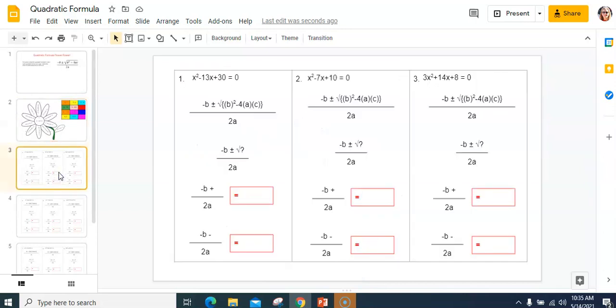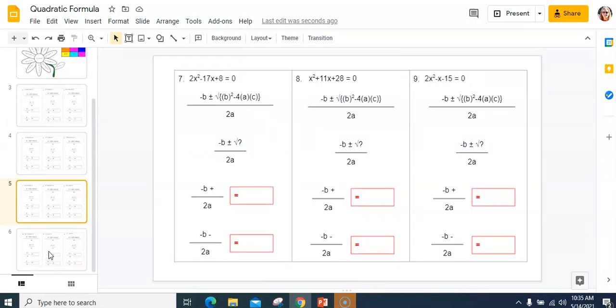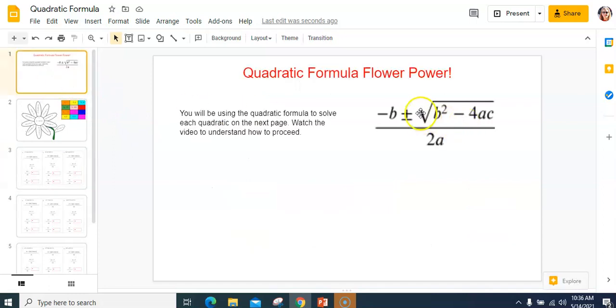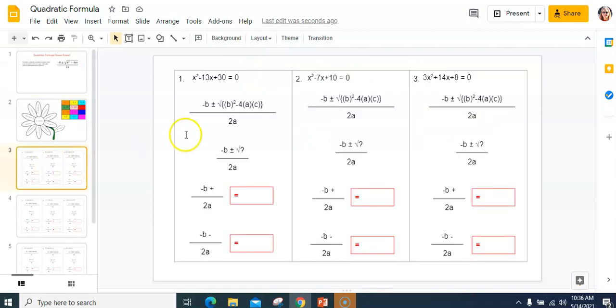On slides 3, 4, 5, and 6, you'll see all the problems, and it has a way for you to put in the correct numbers for each of the letters A, B, and C in the quadratic formula. I do want to point out that this square root symbol does not look like it's covering all of this, but it truly is. When you go to the first slide, the whole square root is over the b squared minus 4ac. It's just that in Google Slides, I couldn't get it to do that.